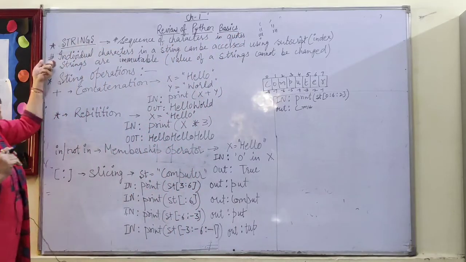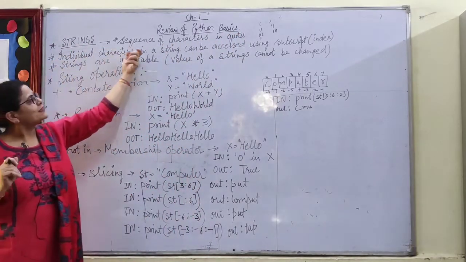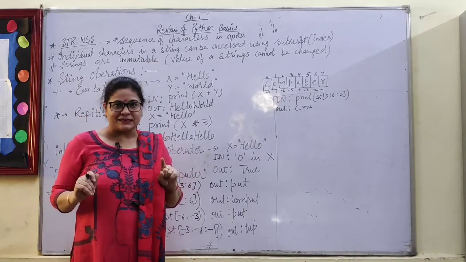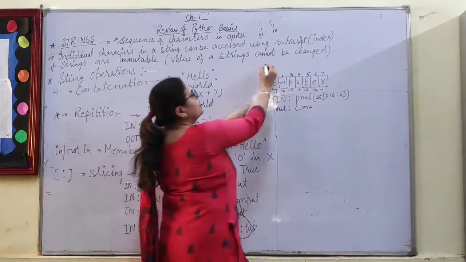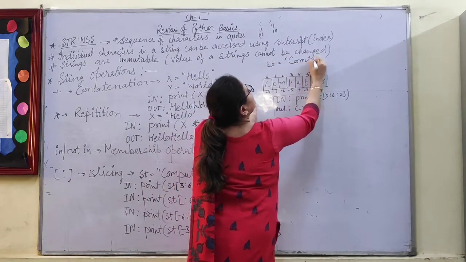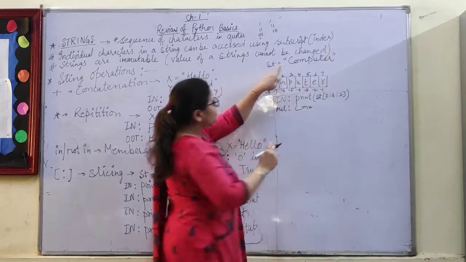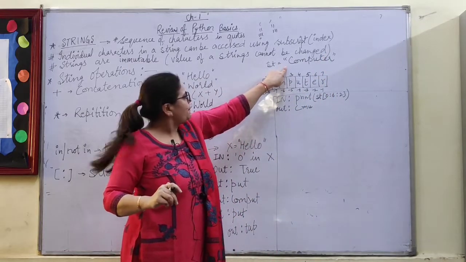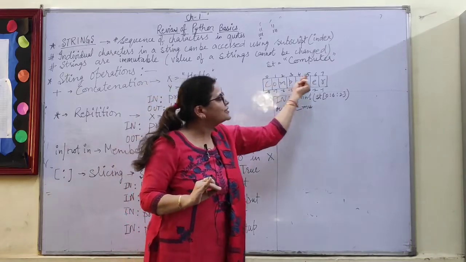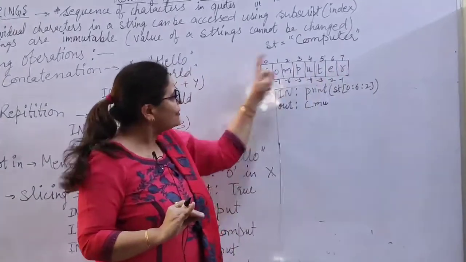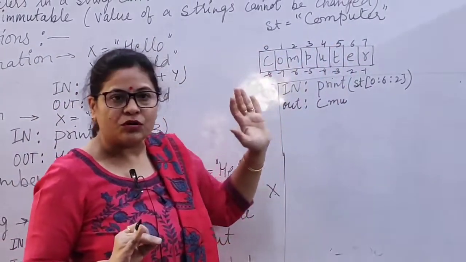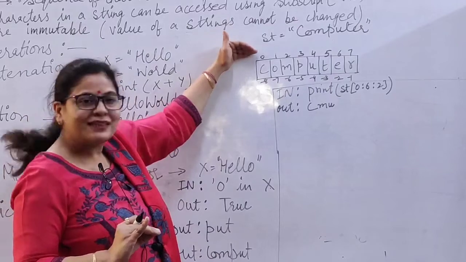The second characteristic of a string is that individual characters in a string can be accessed using the subscript, which is called an index. Suppose I have stored a string in ST, that is double quote computers. The computer will store it as a string. In the computer memory, it will be stored on the basis of its index value. We'll make a box, and each character of the string is written in a single box, and each box will get the index value.